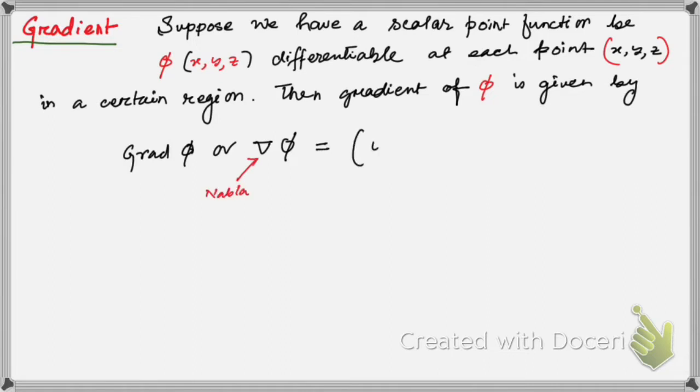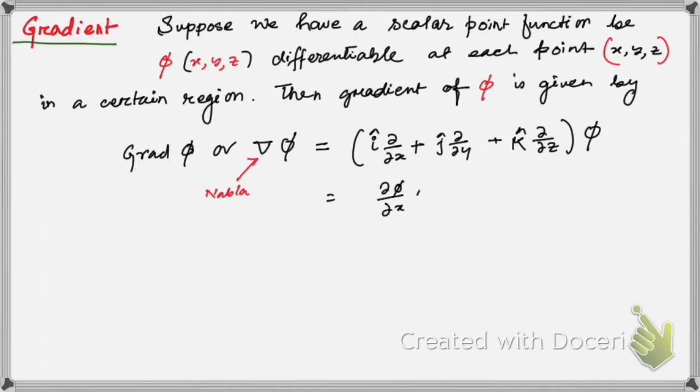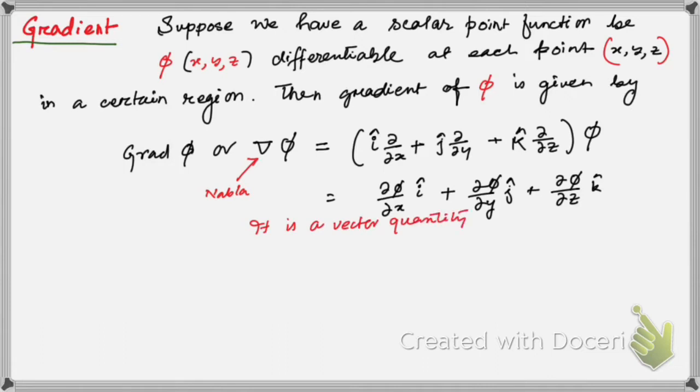So this is equal to i cap partial derivative of phi with respect to x, and j cap then again partial derivative with respect to y, right? Then again k cap then partial derivative with respect to z, of phi. Or you can write it this way, in this manner also you can write that, right? So now you see this is a vector quantity, so grad phi is a vector quantity, right?